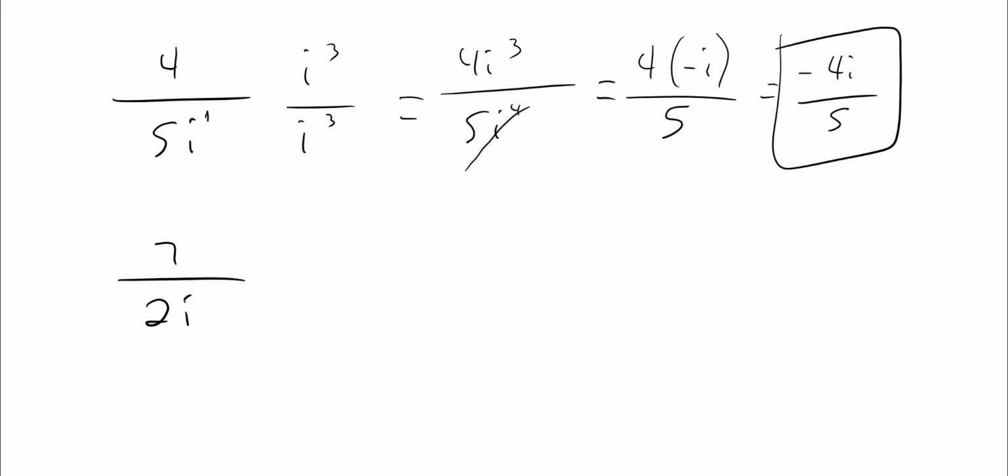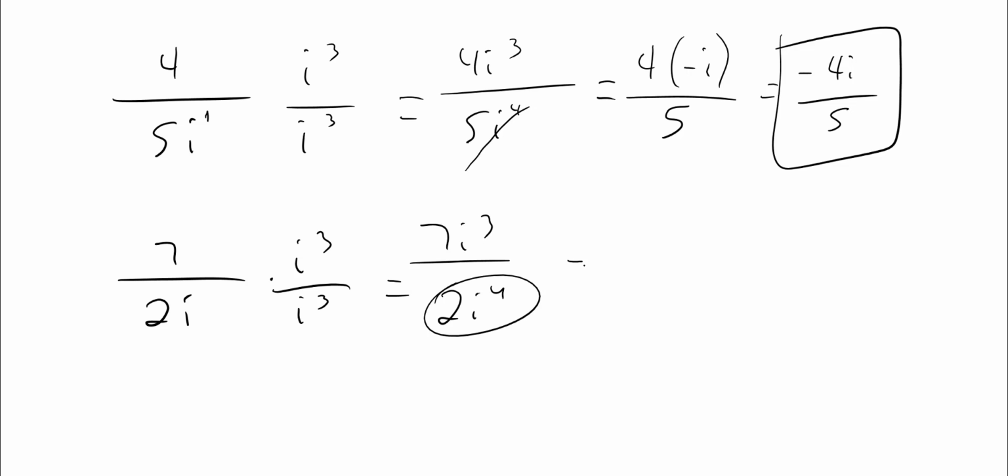7 over 2i. It's like you're doing the same thing every time. You're multiplying this by i cubed over i cubed to give you i to the fourth in the bottom. So it's 2i to the fourth, and on top it's 7i cubed. This is just equal to 2, because 2 times 1. And i to the third is negative i. Again, you're looking at your little chart. So your answer is negative 7i over 2.